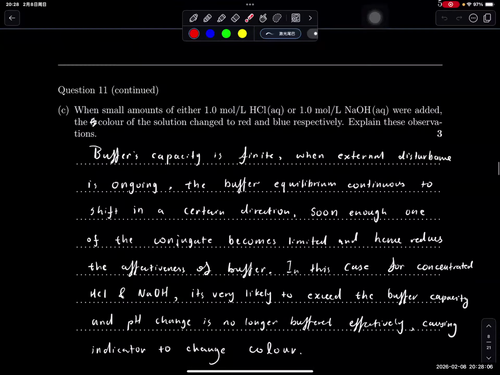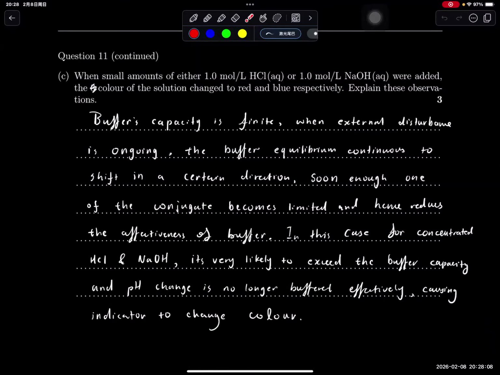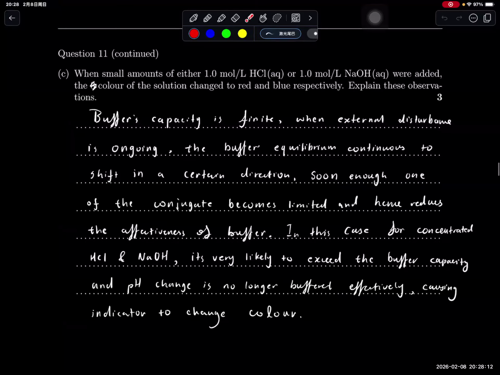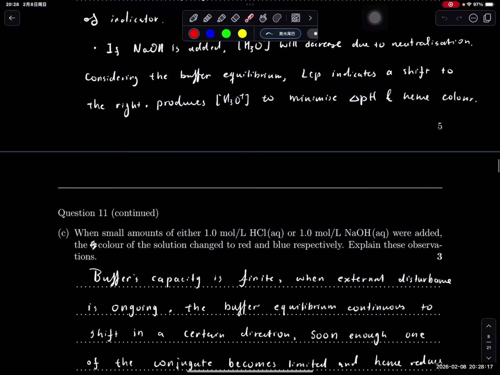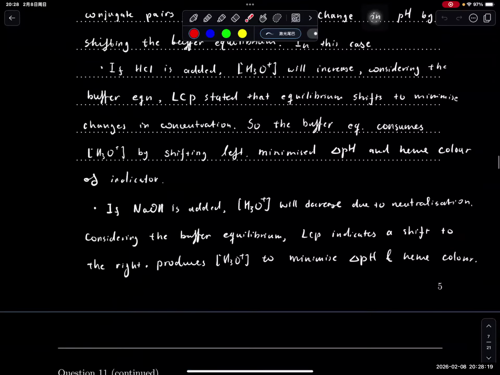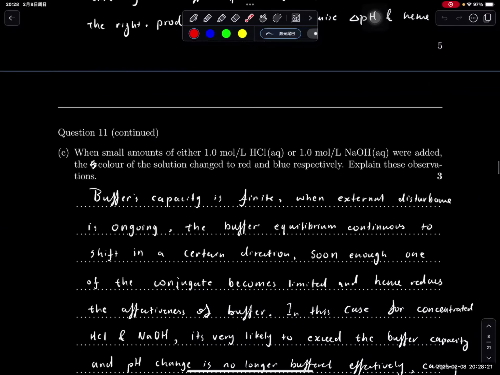Part C, when a small amount of either 1.0 mol per liter of hydrochloric acid or this much of base is added, the color still changes. Now you see the difference here. Before it was 0.1 mol per liter of acid or base, and now it's 1 mol per liter, so it's much more concentrated in this case.